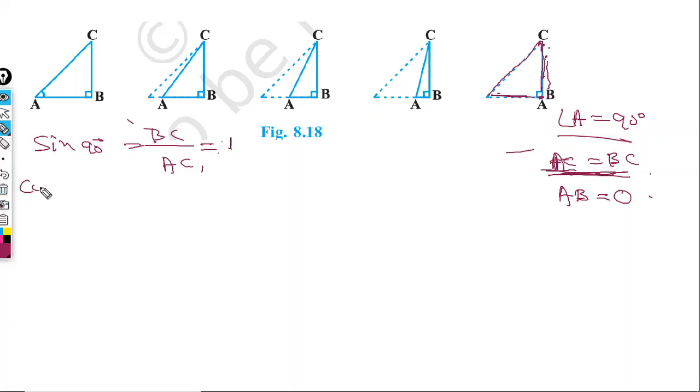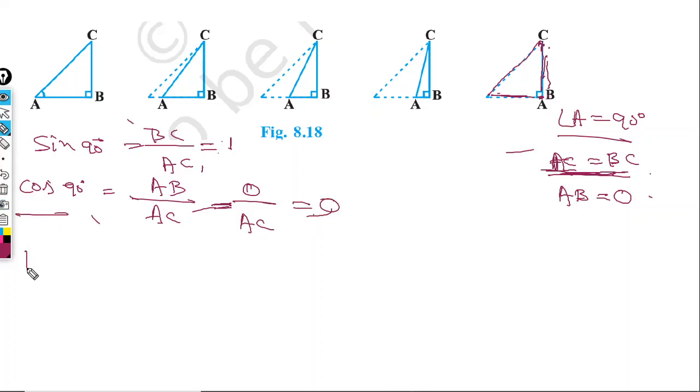Similarly, we will move to cos 90 degree. Cos 90 means adjacent side is AB. You can write AB divided by hypotenuse, which is AC, equal to length of AB is 0, so 0 by AC, 0 by something is equal to 0. So we found the value of cos. Now I will move to tan.